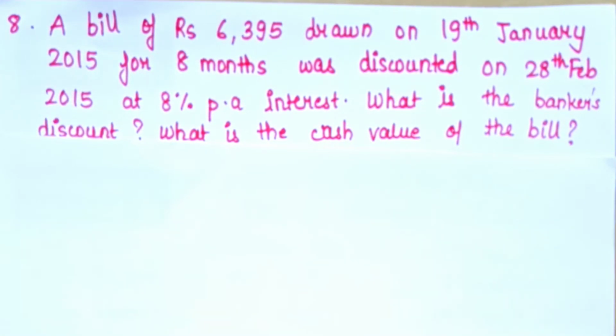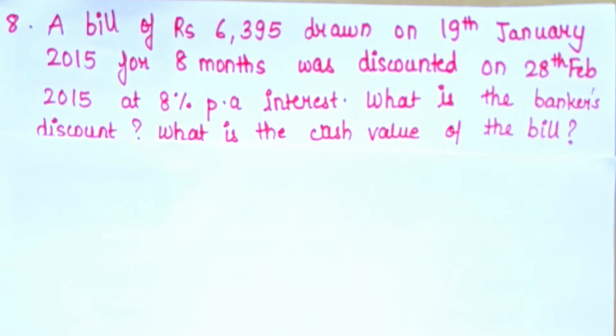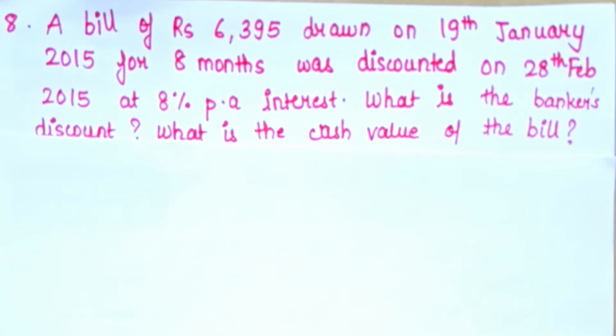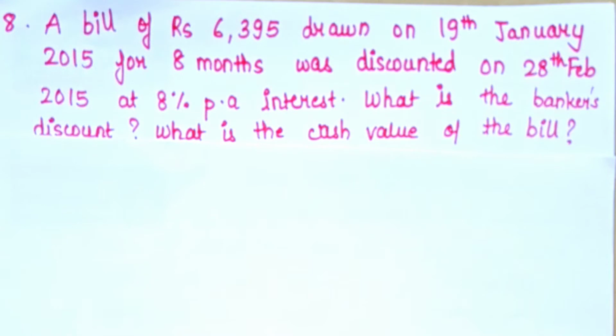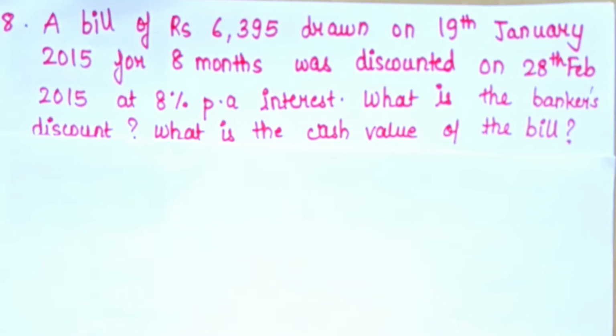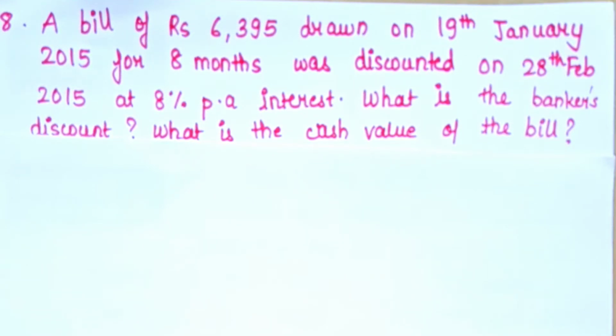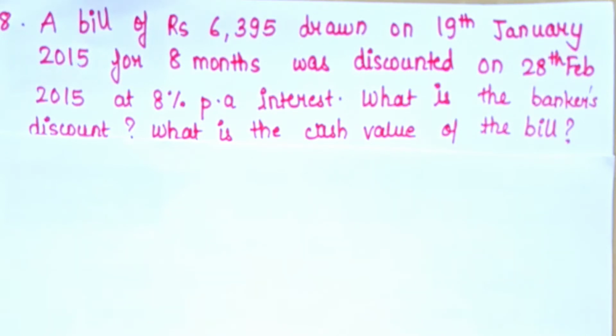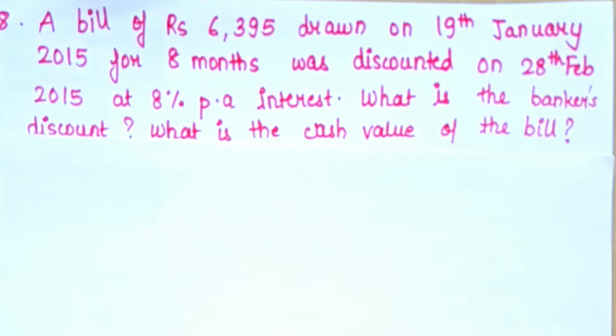You can see a situation given to you. A bill of rupees 6,395. They have given you the sum due or the face value of the bill. It was drawn on, they have given you the date of the bill, 19 January 2015. And what is the period for credit they have given you as 8 months. It was discounted on 28th February 2015.